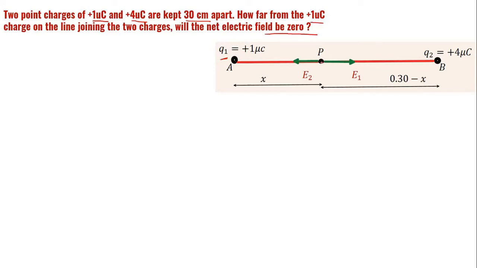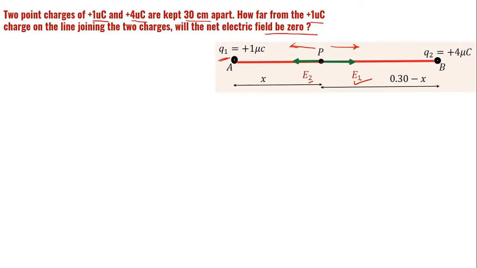Now at the point P, we want to compute the directions of electric fields E1 and E2, which are due to Q1 and Q2 respectively. Let us see first E1, it is due to Q1. Now Q1 is positively charged, so at the point P the electric field due to Q1 will always be pointing away from the positive charge. That is, its direction will be this one. Similarly, E2 is due to the +4 microcoulomb, so it is again due to a positive charge. So at the point P, the direction of E2 will be pointing away from the charge Q2. That is, E1 and E2 are pointing in opposite directions at the point P.